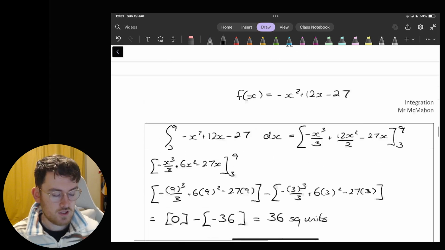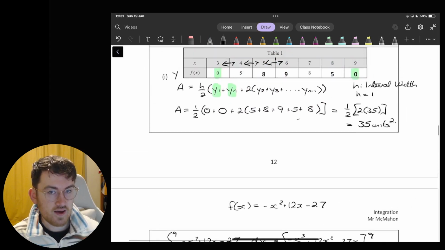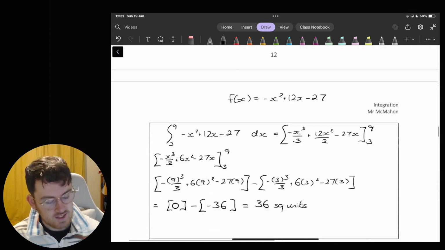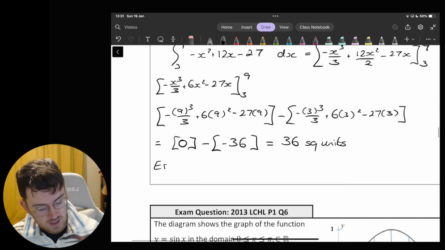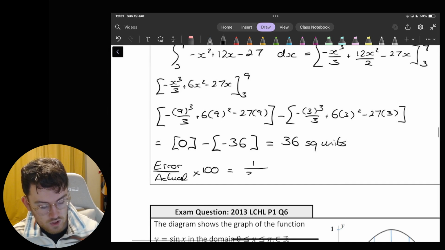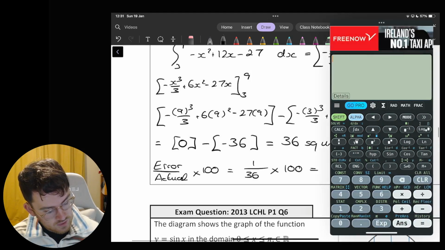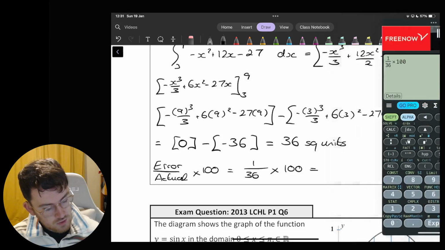So 36 square units. With trapezoidal rule, we got 35. The last part was percentage error. So to find percentage error, that is error over the actual value times 100. The error here is just 1. The actual value is 36. So 1 over 36 times 100 gives me 2.777.